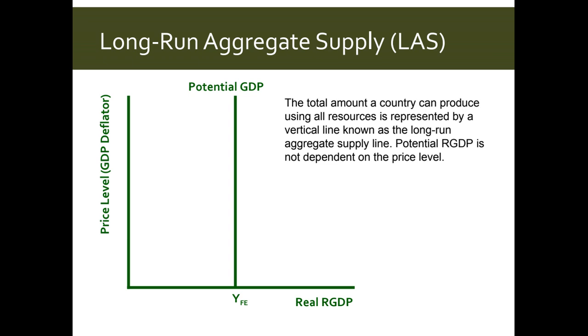Potential real GDP, by potential, I mean full employment. Always potential means full employment. So potential real GDP is not dependent on the price level. So you can see if you have a vertical line that represents full employment real GDP, it does not depend on price index. So whatever be the price index on the vertical axis, the country's capacity to produce is the same, that is YFE. This is the full employment level of real GDP. So this is the maximum this country can produce.